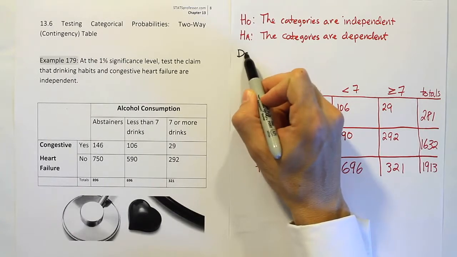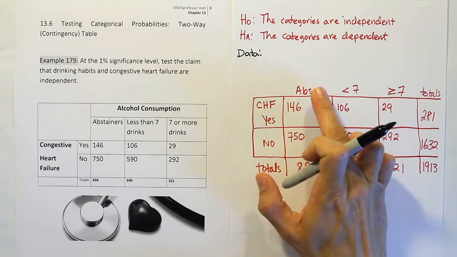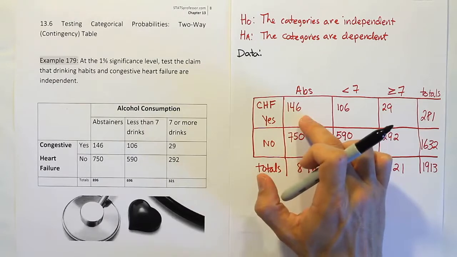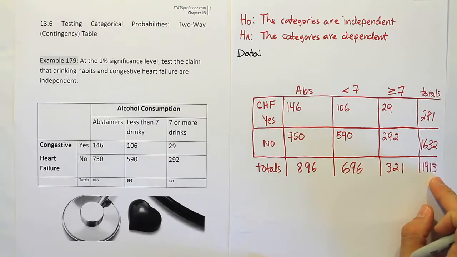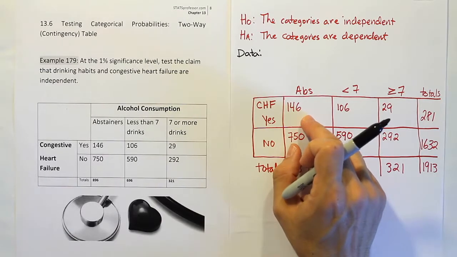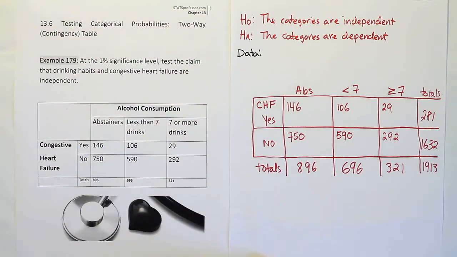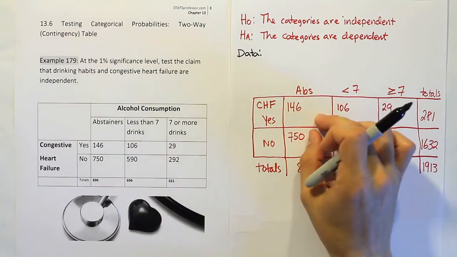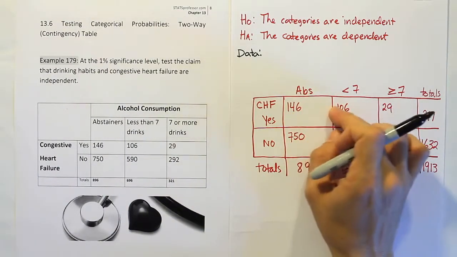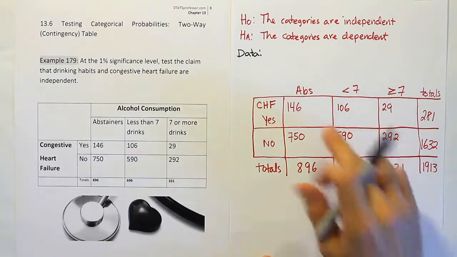Now, after we do our hypotheses, we normally talk about our data step. In the data step for these chi-squared procedures, what we're doing is finding the expected values for the cells. So this is what we observed for this category. For people in the abstainer group who had congestive heart failure, out of the 1,913 people in the study, 146 of them were in this category. What we want to figure out is what we expected to happen here if we assume the two categories are independent or unrelated. If congestive heart failure and alcohol are not connected in any way, then how many people would we expect to land in this cell out of 1,913?